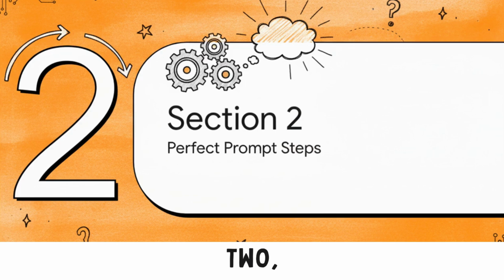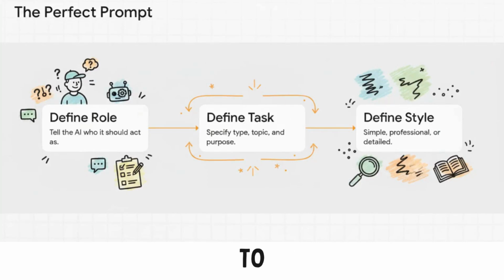Moving on to Section 2, the 3-step perfect prompt. Since AI absolutely thrives on clear direction, there is a simple foundational rule you can follow to nail this every single time. So here is the secret to making AI significantly more accurate and actually useful for you. It's a simple 3-step process.